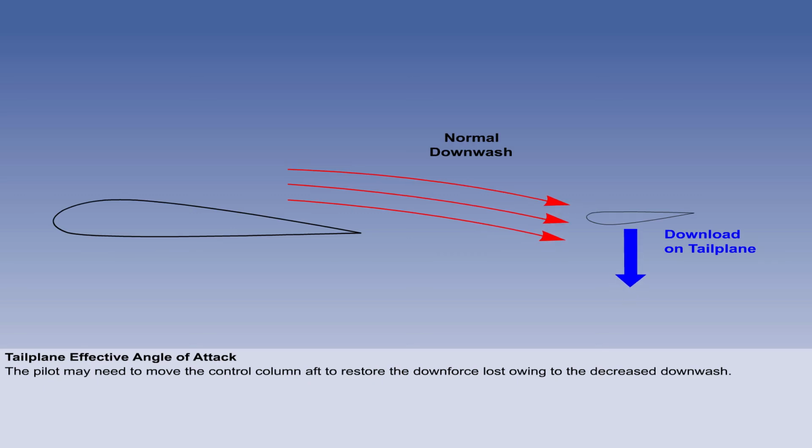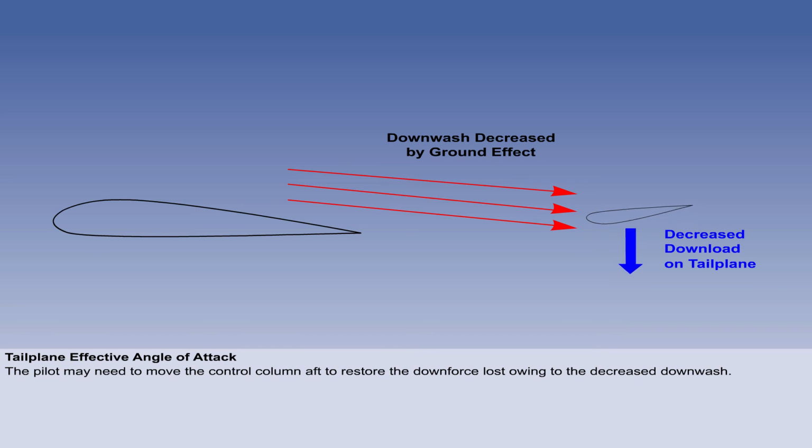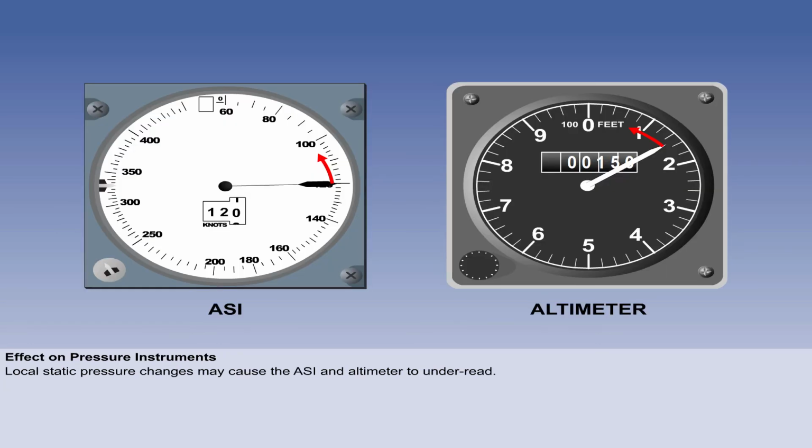The pilot may need to move the control column aft in order to restore sufficient downforce to achieve the desired landing attitude. The loss of downforce is due to the decreased downwash over the tailplane and the associated change in the effective angle of attack. Changes in the airflow around the aircraft may cause differences in pressure error in the pitot static system. Local pressure at the static port is likely to increase, which will make the airspeed indicator and altimeter under-read.